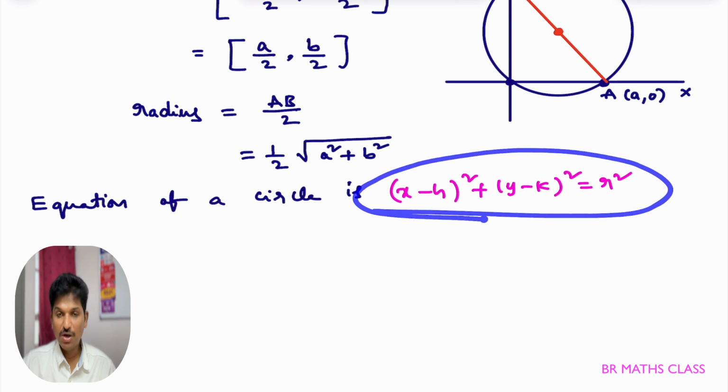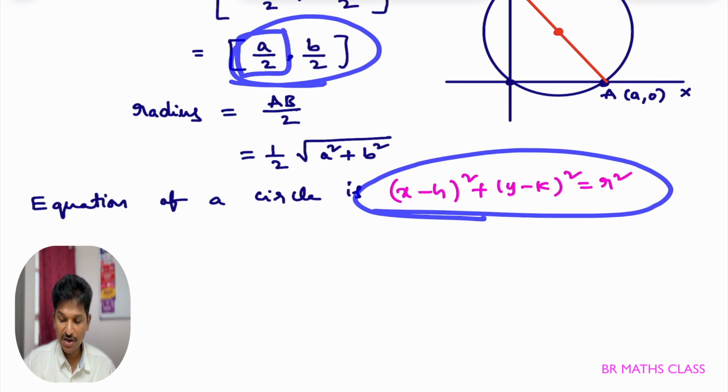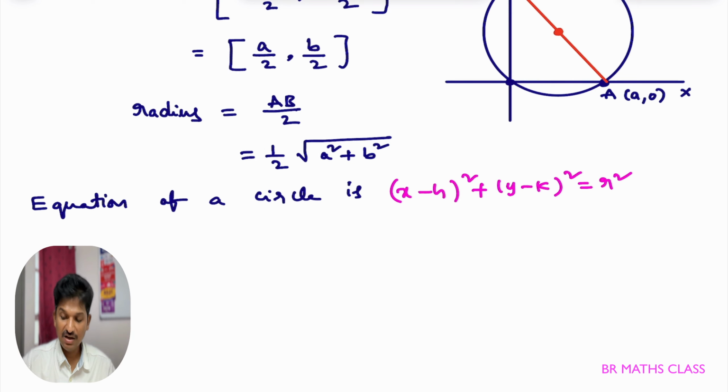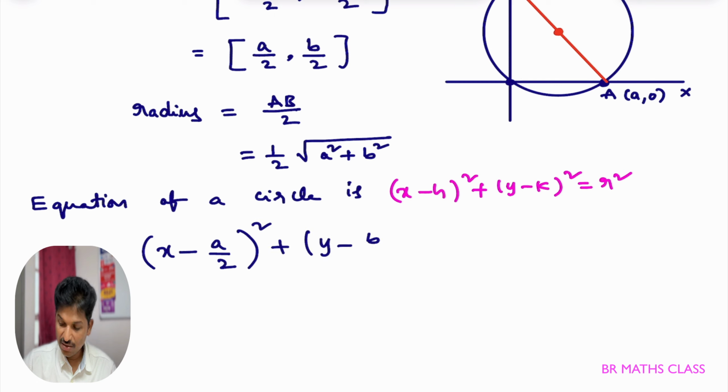Once you know the center and radius, you can find the equation of a circle. The equation of a circle formula, when we know the center and radius, is (x minus h) whole square plus (y minus k) whole square equal to r square. This is (h, k). In place of h, you write a by 2. In place of k, you write b by 2. In place of r, you write this and simplify. So x minus h, h is what? a by 2 whole square, plus y minus k, k is what? b by 2 whole square, equal to r. r is what? Half of root over a square plus b square.